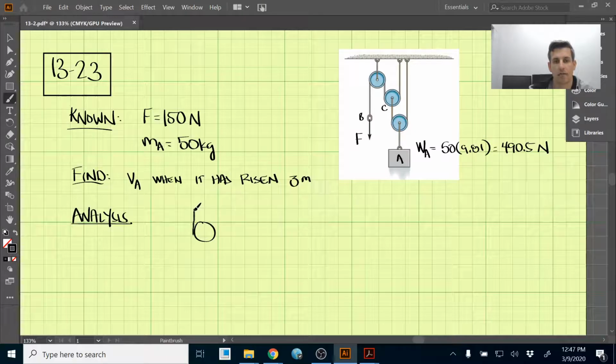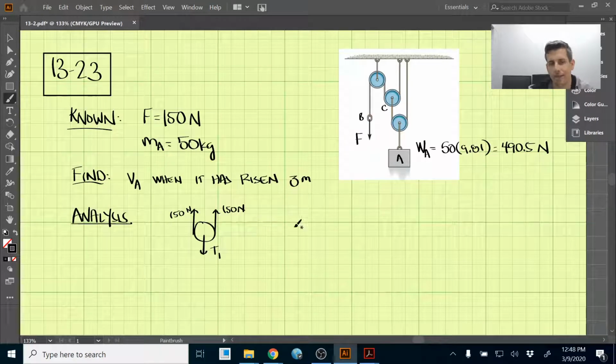Since we know the tension in this cable is F here, we have F going up on both sides. So we know that's 150 newtons on both sides. And in the middle here, we have a downwards force, which we can call tension 1.